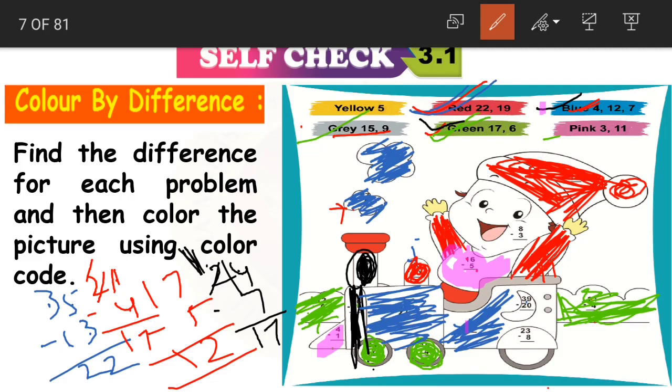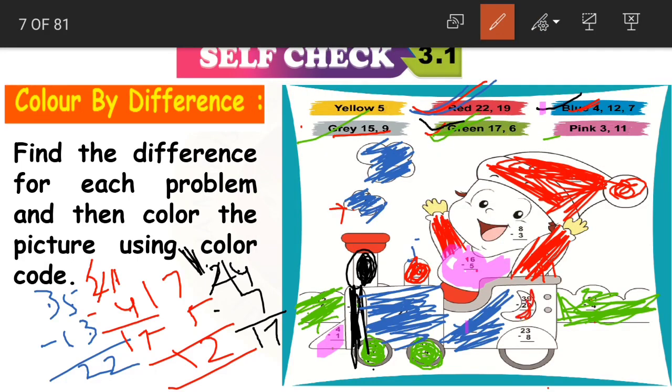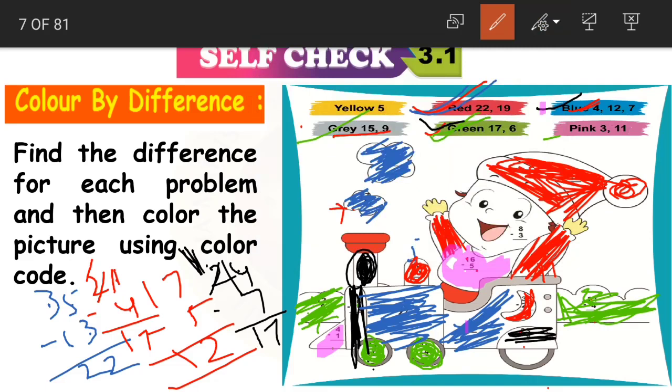One is in the moon. 39 minus 20 is equal to 19. That is the color red. So let us color this moon red. And lastly, 23 minus 8 is 15. Now what is 15? 15 is grey in color. That is nothing but we will go for black.